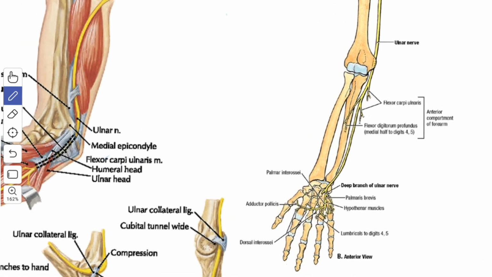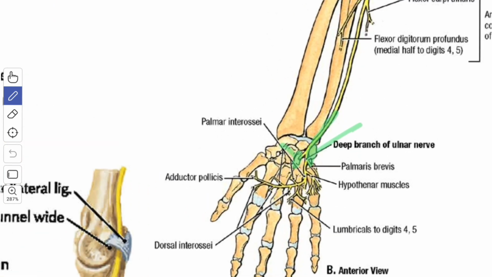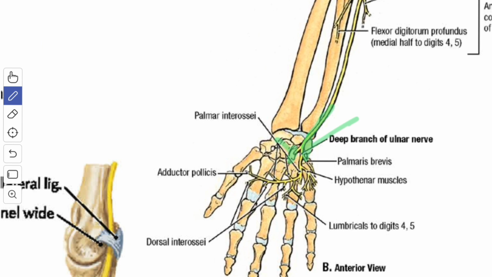As you can see in the picture, here we have the ulnar nerve. Okay, it enters into the hand between the pisiform bone and the hook of hamate. That is the pisiform and that is the hook of hamate. So it passes between the pisiform and hook of hamate, enters into the hand, and at that position it bifurcates into the superficial and deep branches. As you can see in the picture, the ulnar nerve is now bifurcating into the superficial and deep branches.